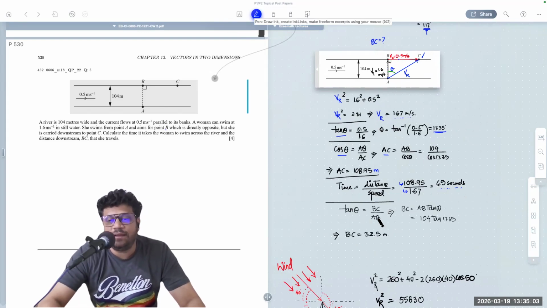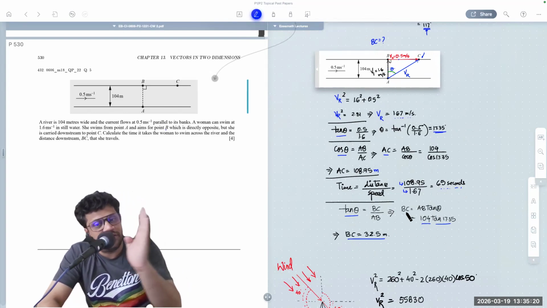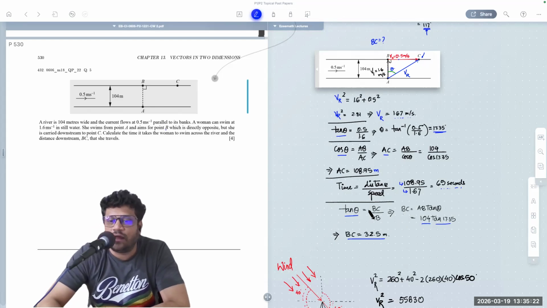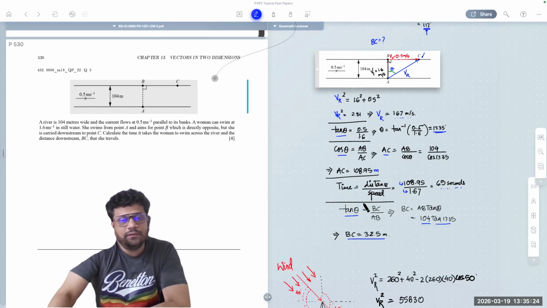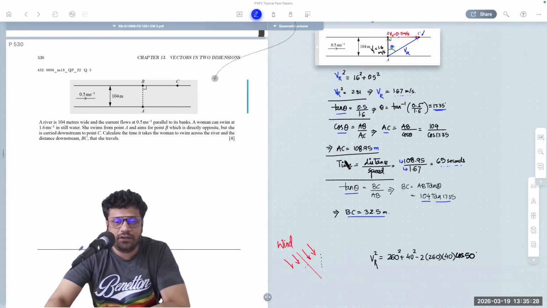What about the distance BC? Well, I use the trigonometric ratio tan here. Tan of theta is BC divided by AB, so BC is AB tan theta. That's 104 into tan of 17.35. BC comes out to be 32.5 meters. So she is blown off course by 32.5 meters because of the river. Okay, so that was another question. Again, drawing the situation helps with questions like these.